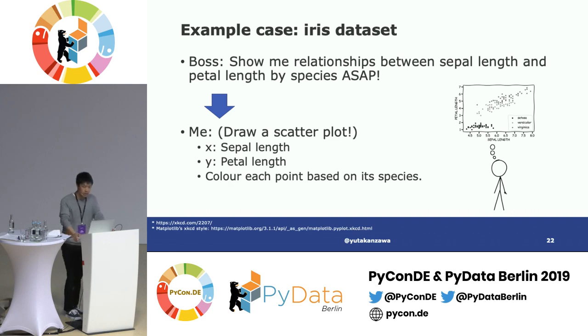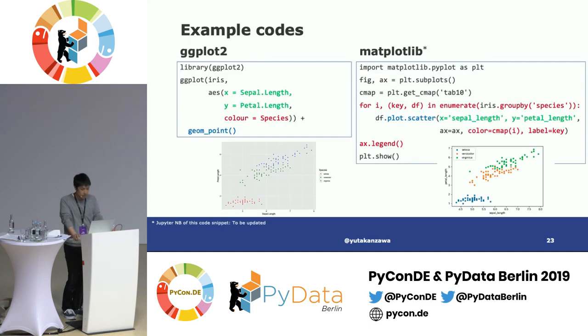So, an example case, again, iris. Maybe your boss tells you, show me the relationship between sepal length and petal length by species as soon as possible. It's the daily life of a data analyst. So I try to draw a scatter plot. How can I do that? Right is again in R using ggplot2, and left is in pandas.